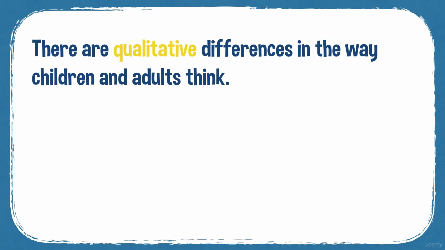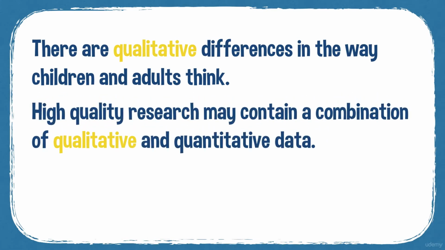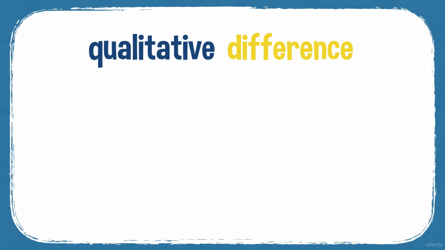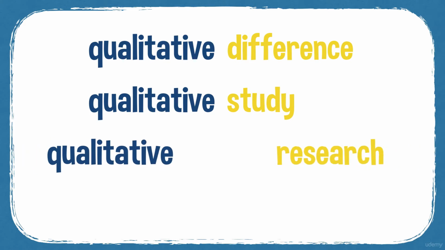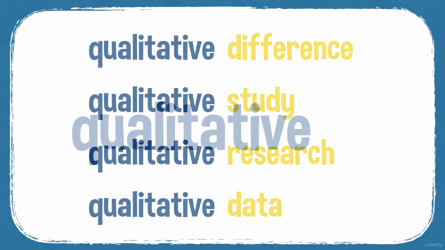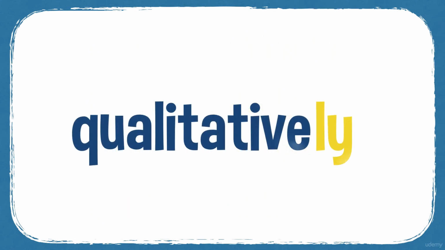And there's that sentence. Another example, high quality research may contain a combination of qualitative and quantitative data. Her qualitative research includes interviews and observations. So qualitative research often includes interviews with people, observations of people acting, doing something. We often talk about a qualitative difference, a qualitative study, a qualitative piece of research, and qualitative data. And you can turn it into an adverb, qualitatively.